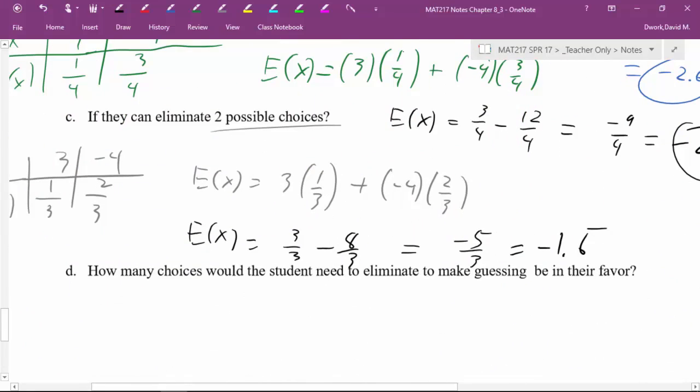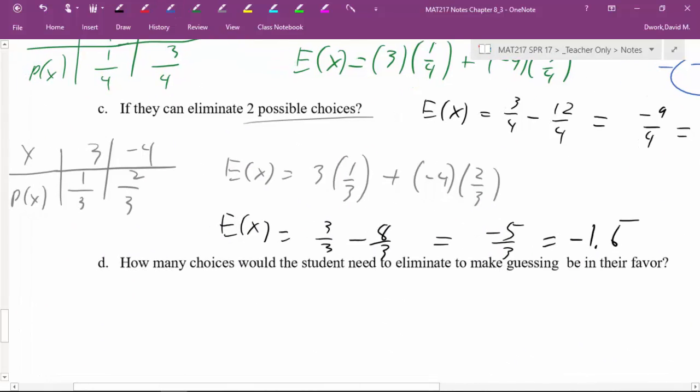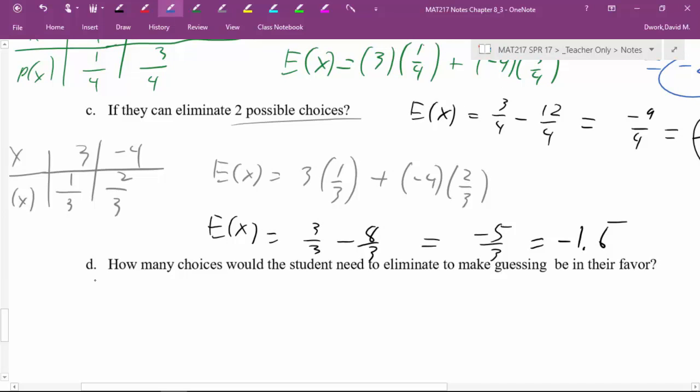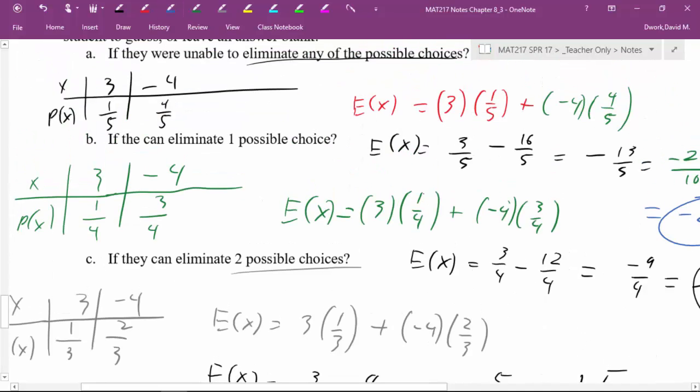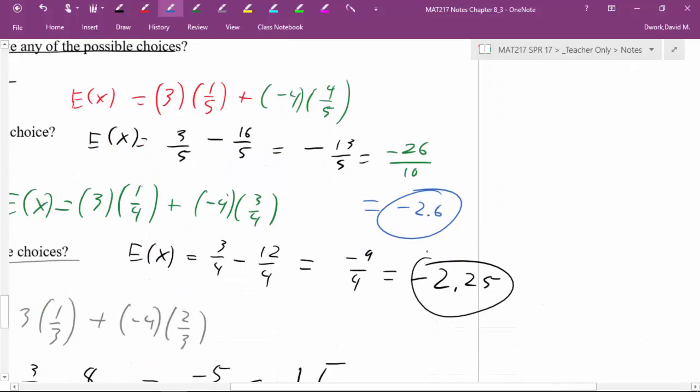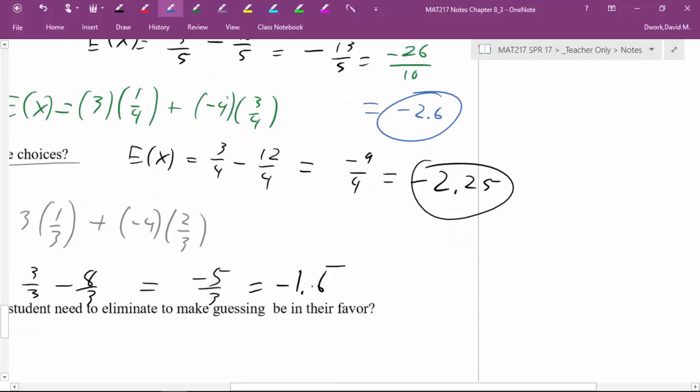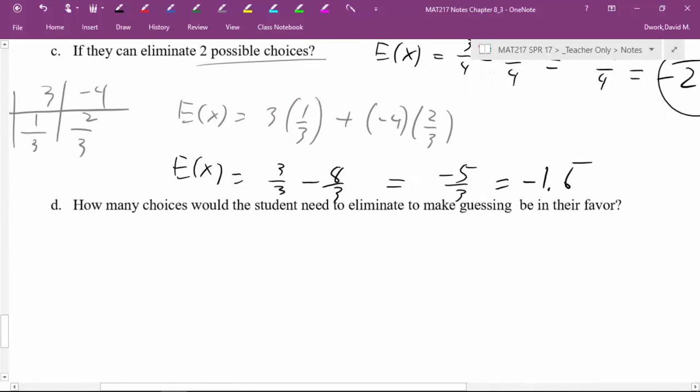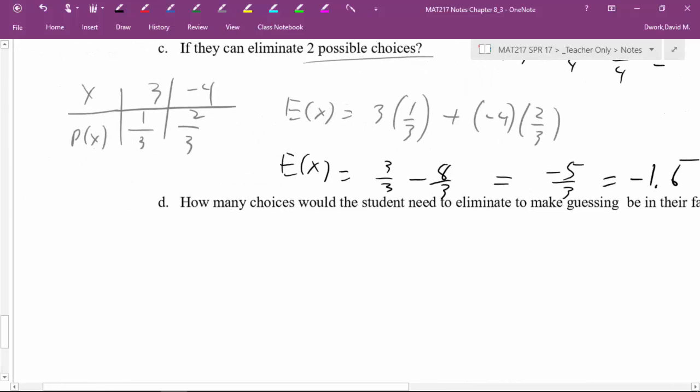All right. So surely if I can eliminate everything and I'm down to a 50-50, right? And then another way I could have phrased this problem is just give you the original problem and just say to you, how many choices would a student need to eliminate to make guessing in their favor? And what I do on your test problems or quiz problems is I just change these values. Instead of getting 1 point for leaving it blank, maybe you lose 1 point for leaving it blank. And then that still hasn't changed our decision process, because losing 1 point is better than losing 2.25. Losing 1 point is still better than losing 1.6. And so you have to go through this process yourself and figure out, when is that tipping point?